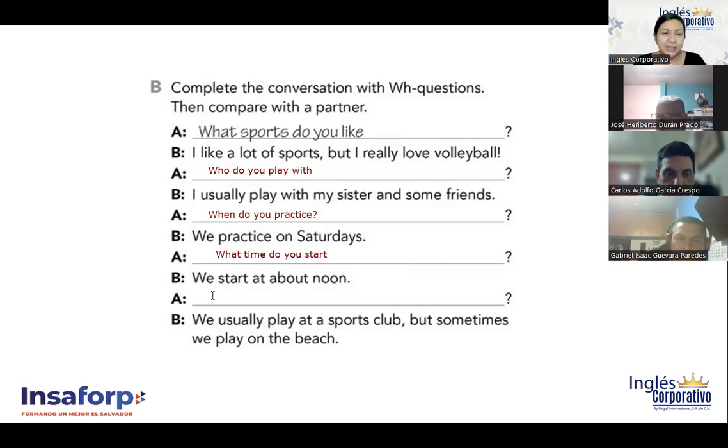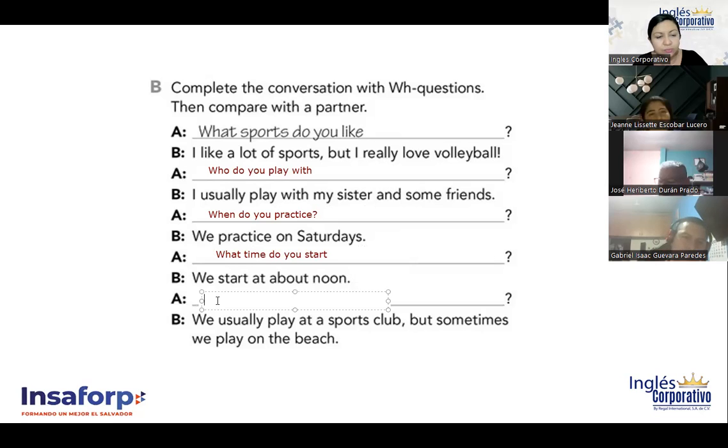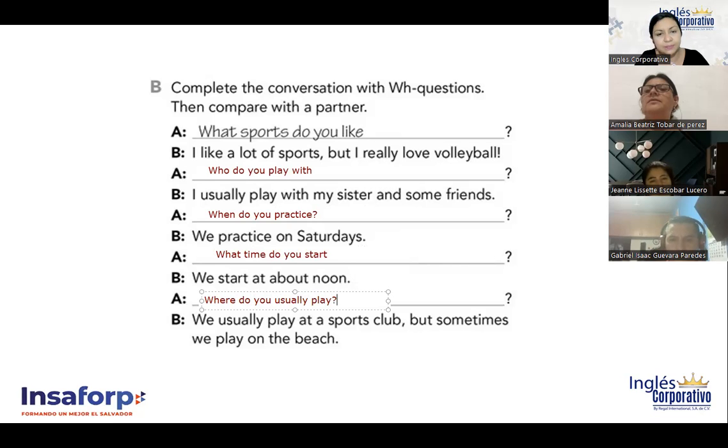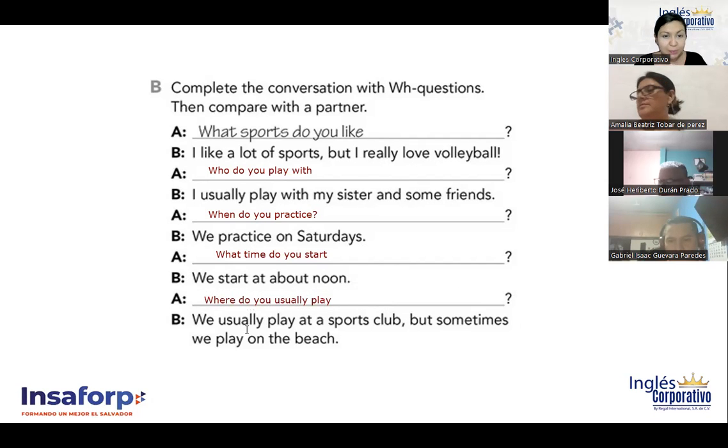And finally, we usually play at a sports club, but sometimes we play on the beach. Where do you play? Exactly. And I can add usually. Where do you usually play? The question mark is here. We usually play at a sports club, but sometimes we play on the beach volleyball. Beach volleyball. That's nice. Excellent.